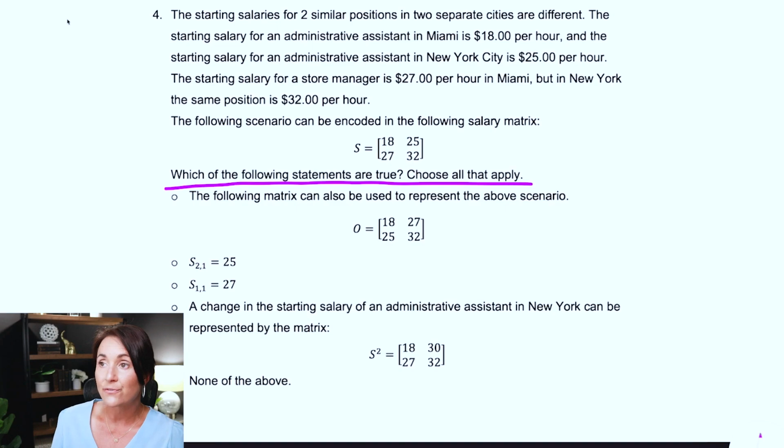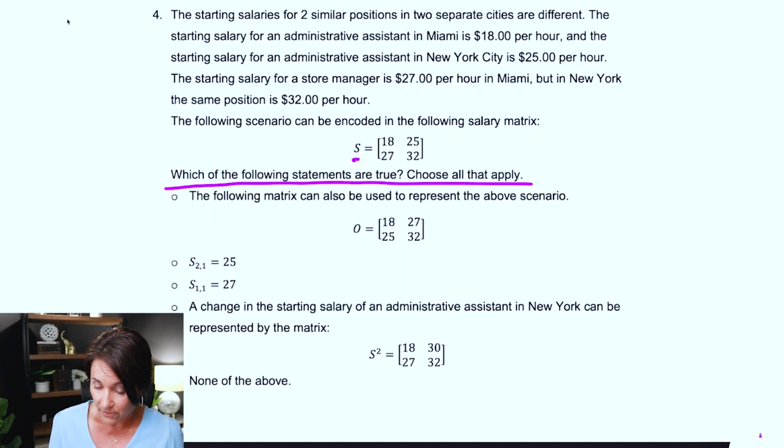The starting salaries for 2 similar positions in 2 separate cities are different. The starting salary for an administrative assistant in Miami is $18 per hour, and in New York City it is $25 per hour. The starting salary for a store manager is $27 per hour in Miami, but in New York, the same position is $32 per hour. All right, so we're looking at 2 separate positions, administrative assistant and store manager, and both of those have different salaries in 2 different cities.